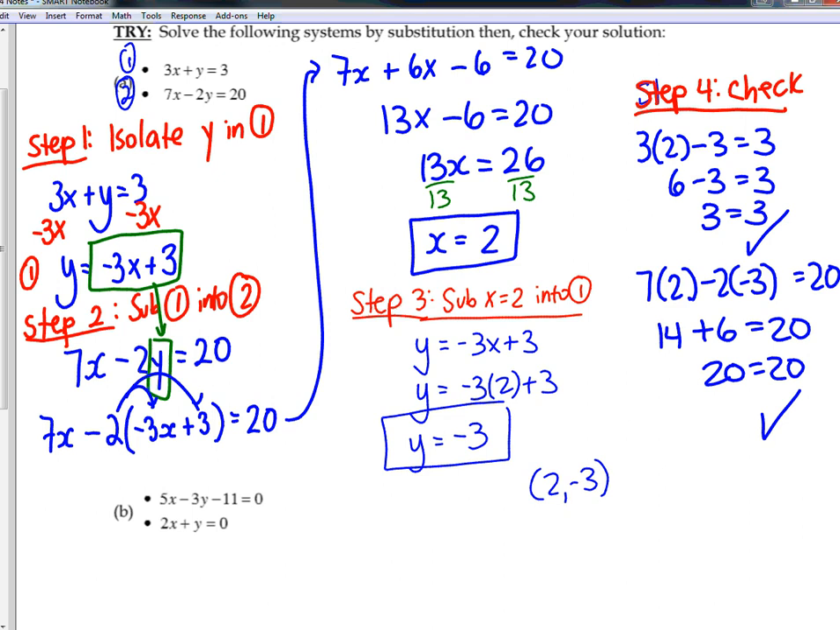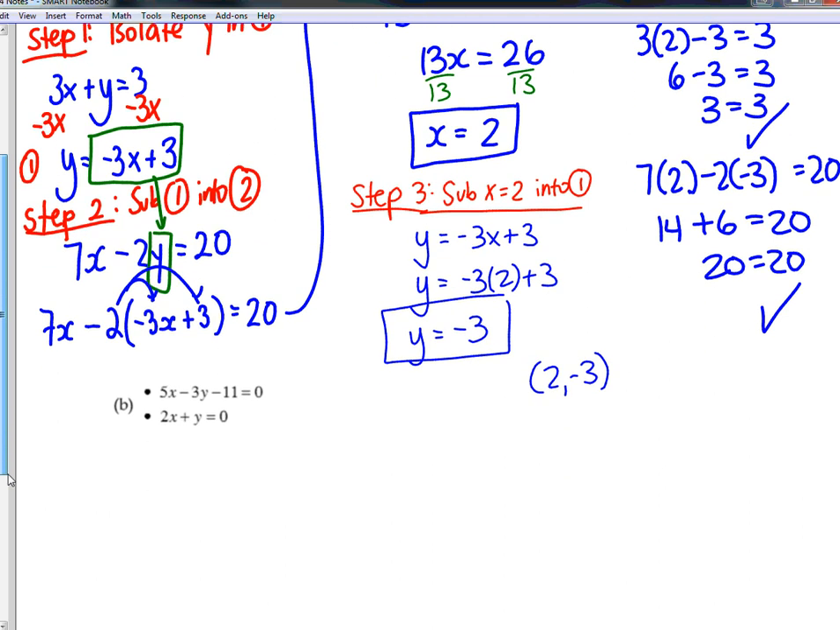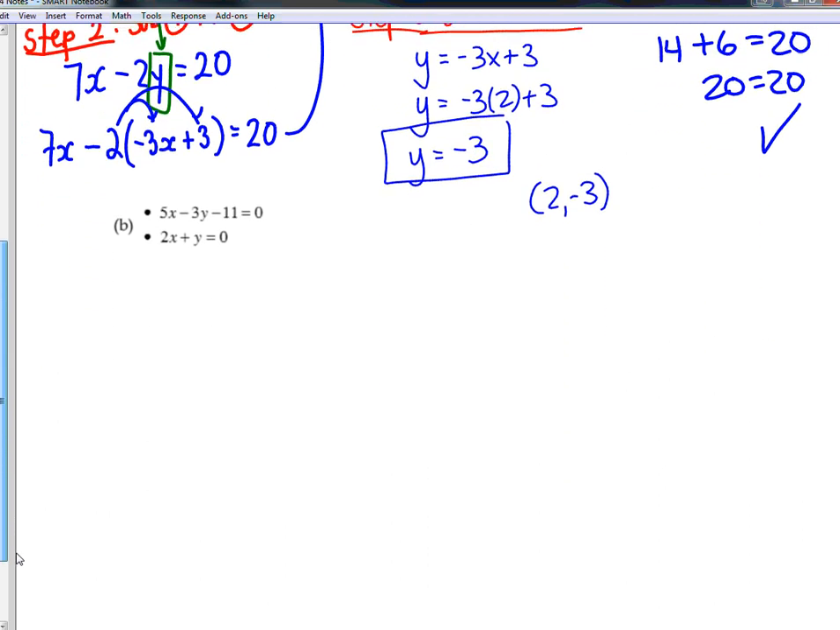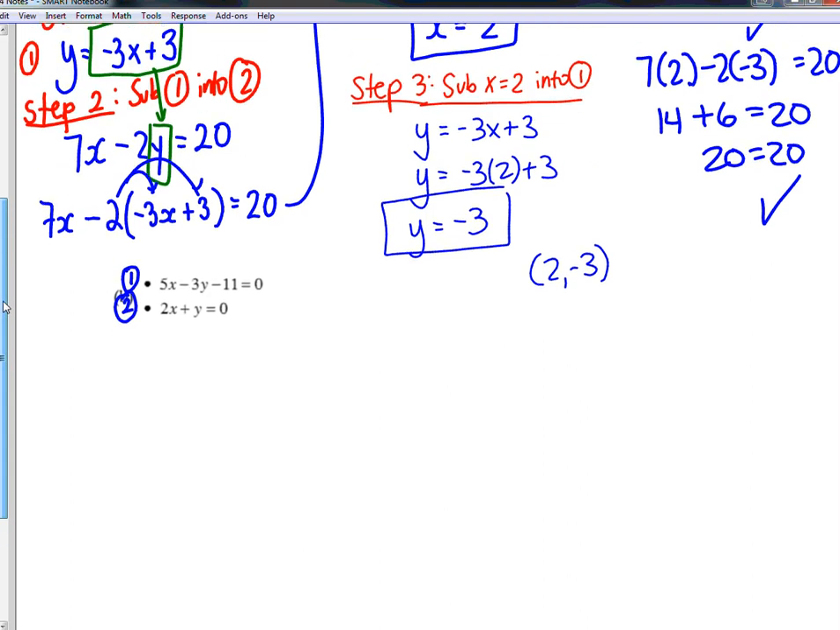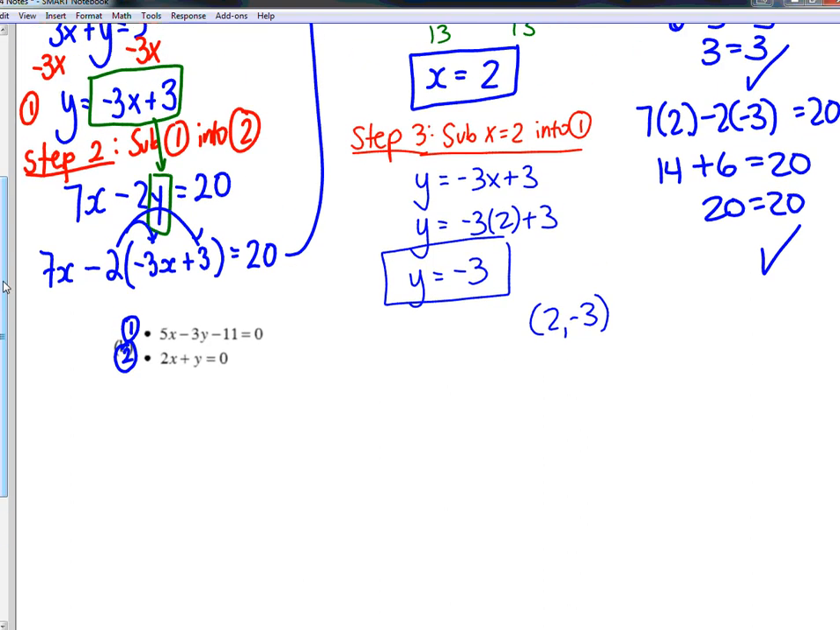All right, are you ready to try B on your own? Bob and Phil, okay? I'd like you to give that one a try. Let's all rearrange for y in equation 2 so that we all do the same thing.